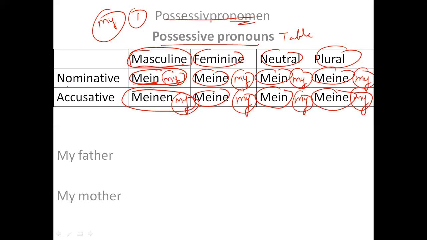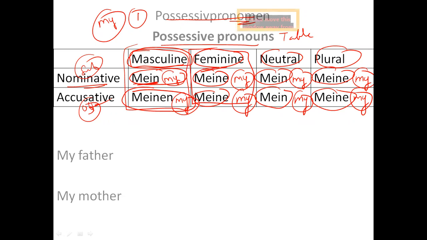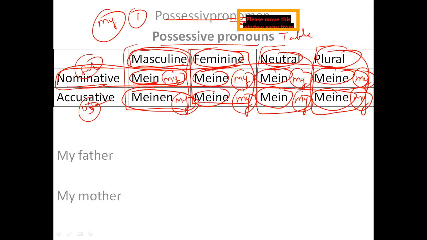So for example, here it is nominative and accusative, right? Nominative means subject and accusative means an object. If I'm using this particular column, I'll be using masculine. If I'm using this column, I'll be using feminine. This column is for neutral and this column for plural. This particular row I'll be using for subject part only. This row, I'll be using for object part only.